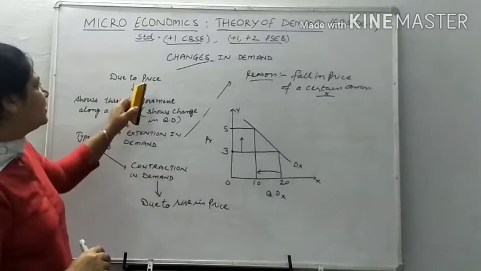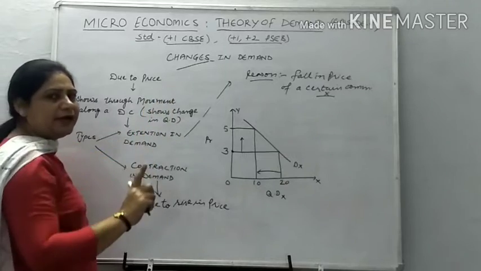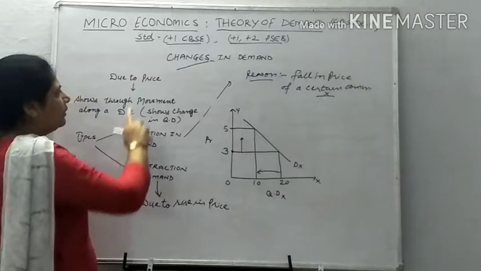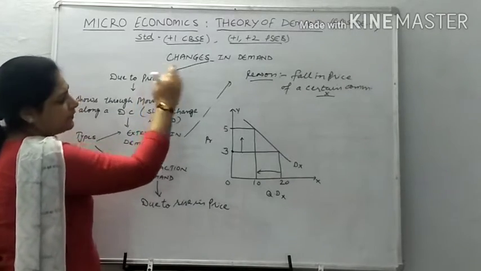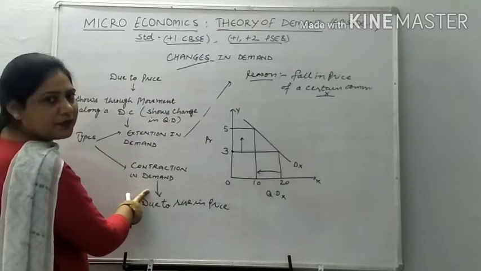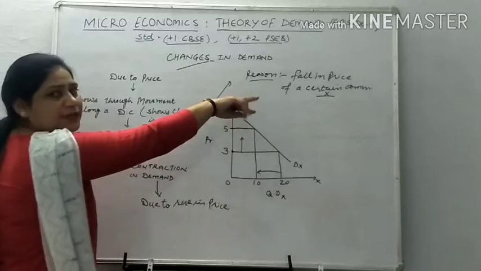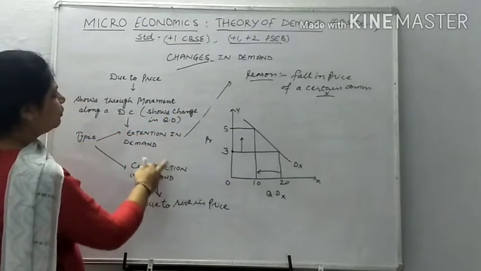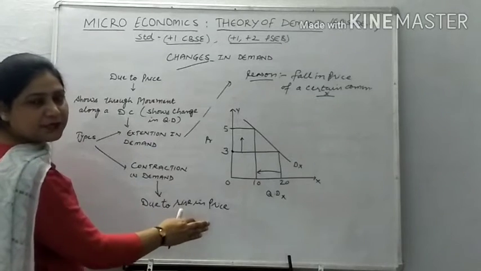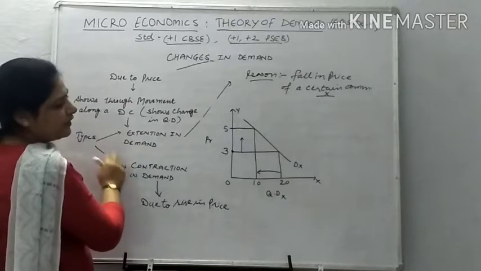Which type of changes occurs due to change in price? Students, keep it in mind. When we show the effect of change in price, we can show it through extension and contraction. Increased quantity due to fall in price of a commodity can be shown through extension in demand. And when there is a rise in price, we can show this effect as contraction in demand.